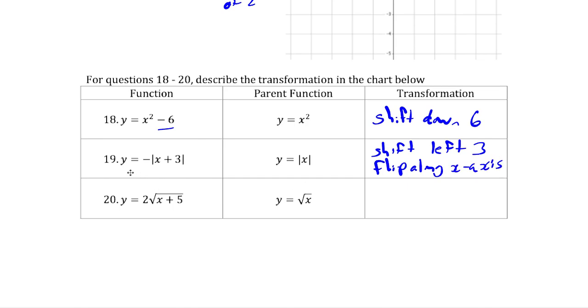If we had a negative x value, so if this were absolute value of negative x plus 3, that would be a negative x, so we'd be flipping along the y-axis. And then here, we can see that we have this stretch. So we're multiplying, so that means we stretch by a factor of 2. And we're going to shift to the left 5.